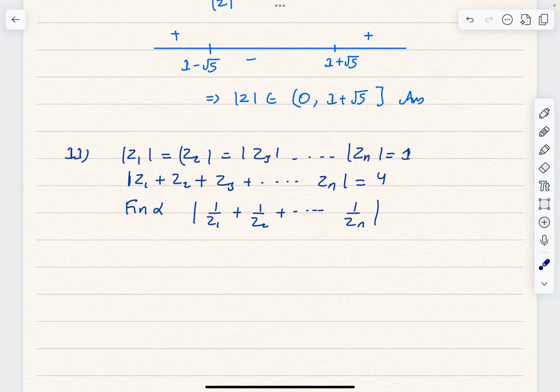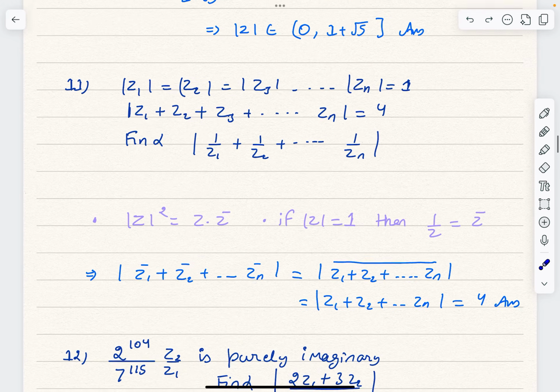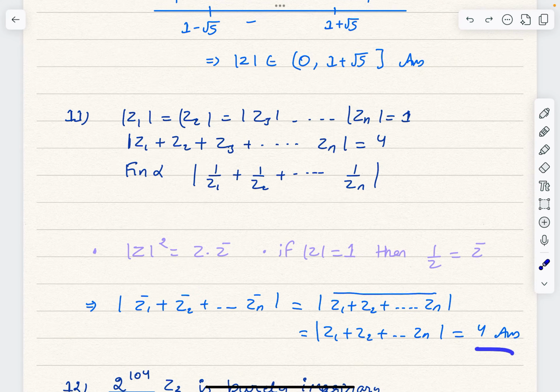Some more theoretical problems. |z1| = |z2| = |z3| up to |zn|, which is 1. All are 1. |z1 + z2 + z3 + ... + zn| is 4. Find the value of |1/z1 + 1/z2 + ... + 1/zn|. So pause the video, give it a try. Let's start the discussion now. The final answer here is 4.